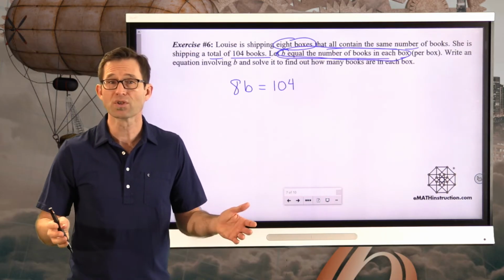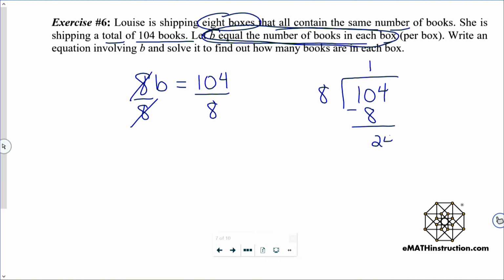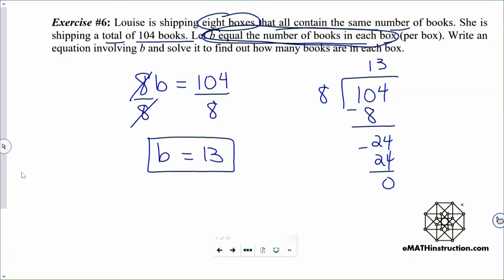To figure out how many books are in each box is very simple. I'm going to divide both sides by 8. That'll cancel. And maybe over on the side of your paper, you do 104 divided by 8. It goes in there one time, 8, subtract, 24, then 3, 24, subtract, 0. So B must be 13. There are 13 books in each box.